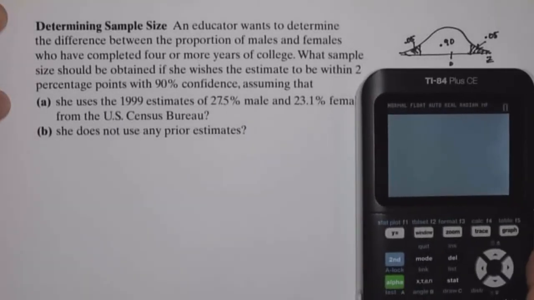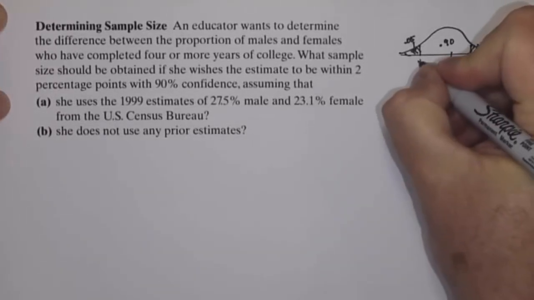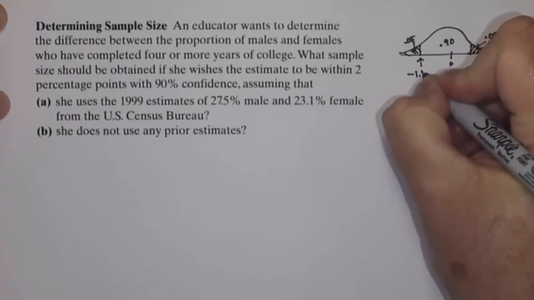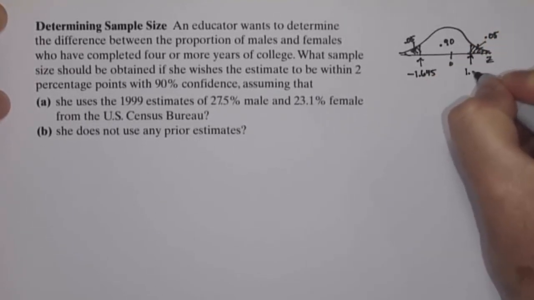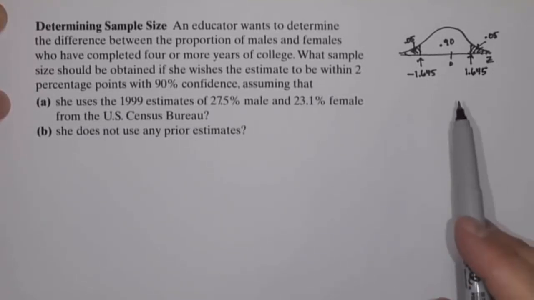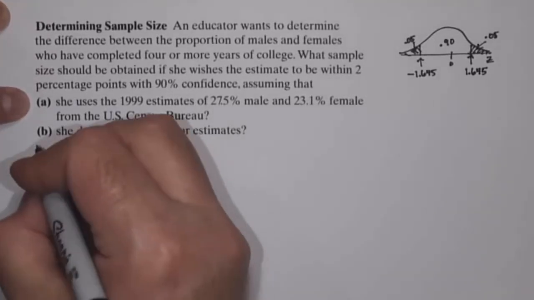So if I bring in my calculator, I'm going to use the inverse norm command. So the area in the left tail is 0.05. I have that entered here. And so the left value is going to be negative 1.645. This value is negative 1.645, which means this value is positive 1.645 by symmetry. And so that is our critical value in our formula.